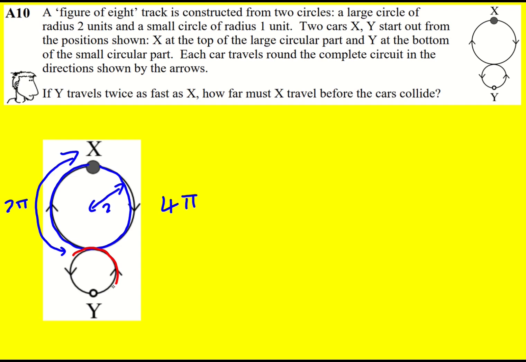For the smaller circle, the radius is 1, so the circumference is going to be 2 pi times 1, or 2 pi, which means that half the circle is then pi.